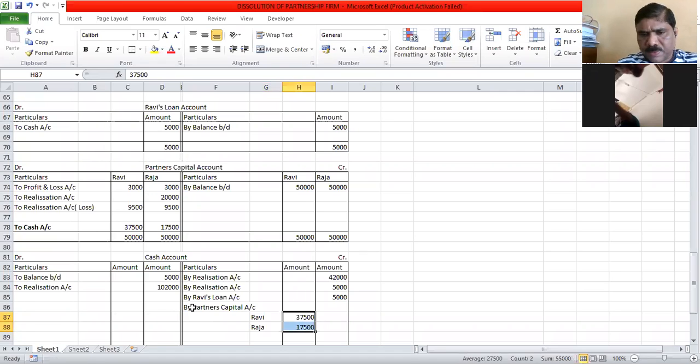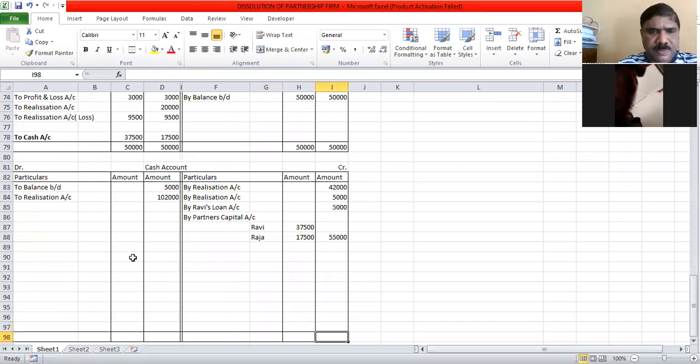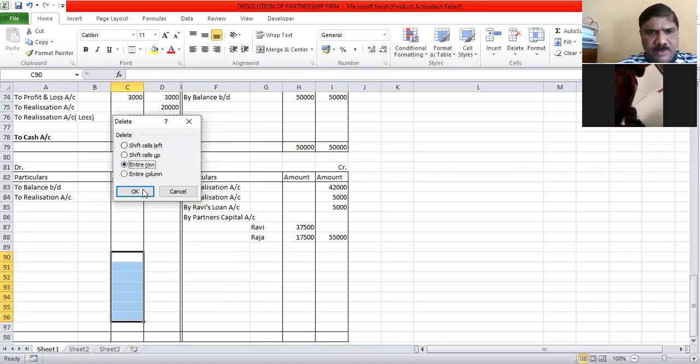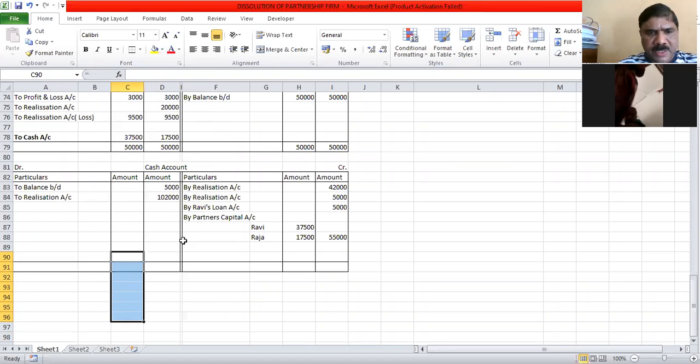Comes to how much? 55,000. Now we will be adding both sides. Add it. Find out the total. Does that come to 1,07,000? We have to check it.